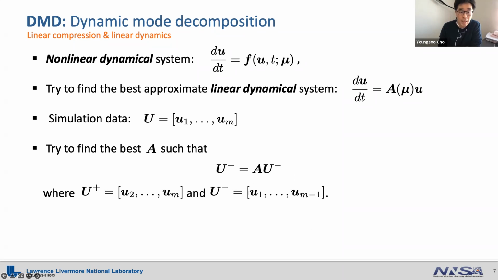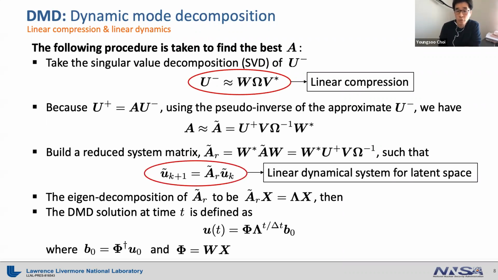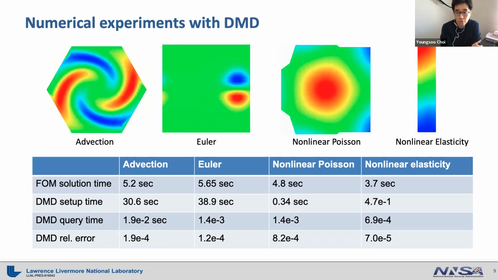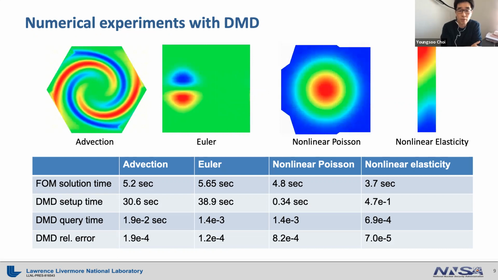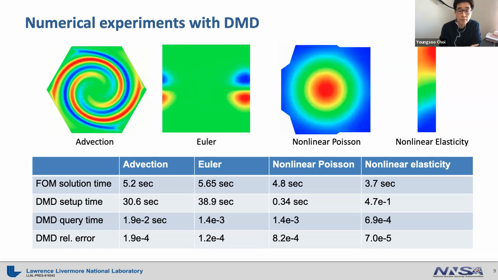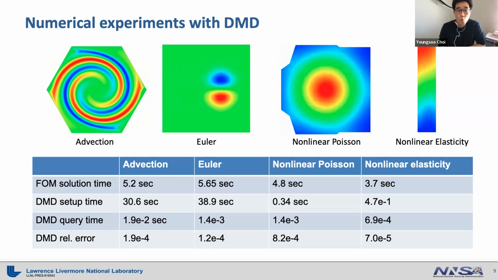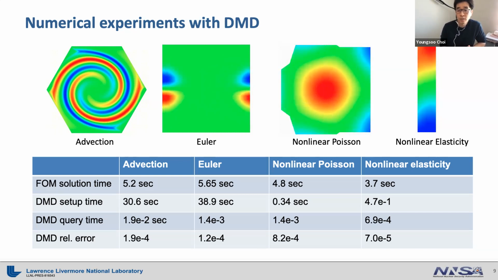Okay, in order to find that A, the DMD performs a linear compression on U minus, the dynamics data. Then it forms a reduced linear system matrix, which is denoted as A tilde R here. Then to find a closed form solution, DMD computes the eigenmode decomposition, where the eigenmodes and eigenvalues are used for the closed form solutions with truncated SVD mode W here. Here I show you some numerical experiments that demonstrate how DMD performs for several problems. They are advection, Euler, nonlinear Poisson, and nonlinear elasticity problems. For all the problems considered here, DMD was able to achieve excellent accuracy, that is, relative error way below 1%. By the way, these results are reproductive cases, which is not that useful.